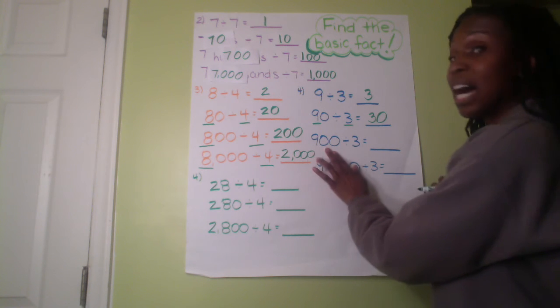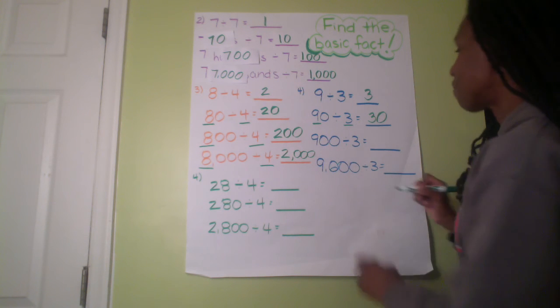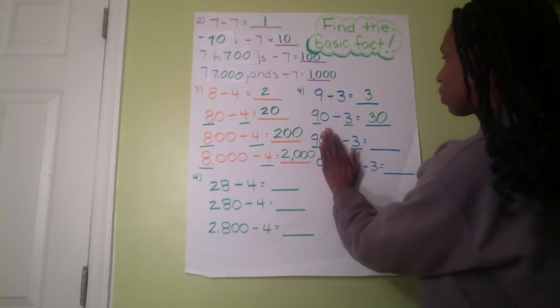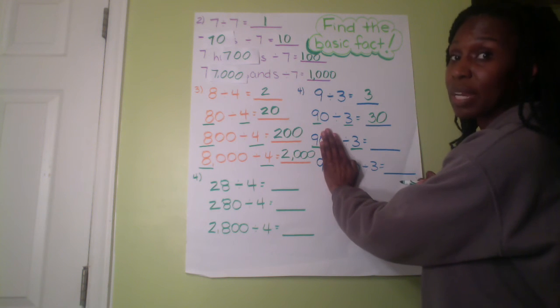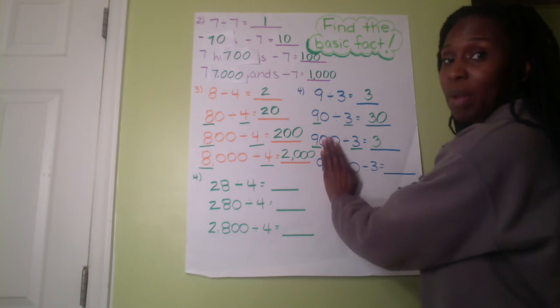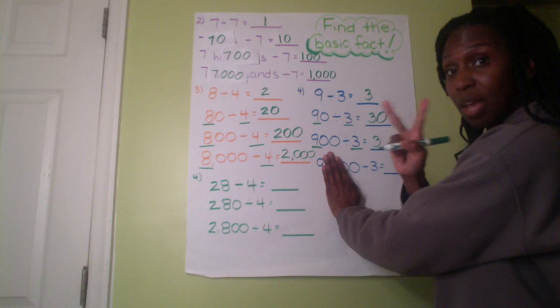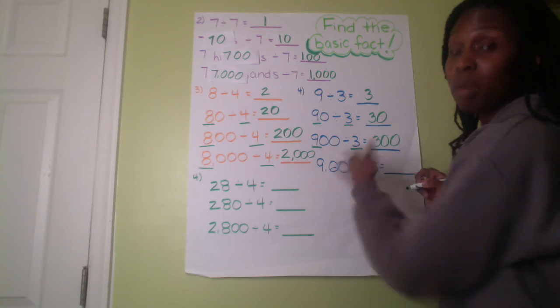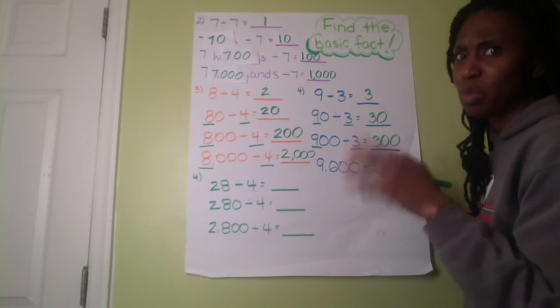Next one, 900 divided by 3. Find the basic fact. 9 divided by 3. Okay, I'm going to cover up those zeros for right now. 9 divided by 3 is still 3. Remove my hand. How many zeros do I have? I have 2. So I'm going to put 2 in my answer, or my quotient. Big fancy word for answer.